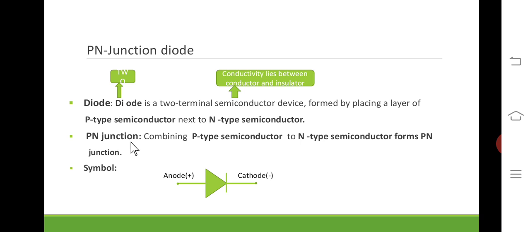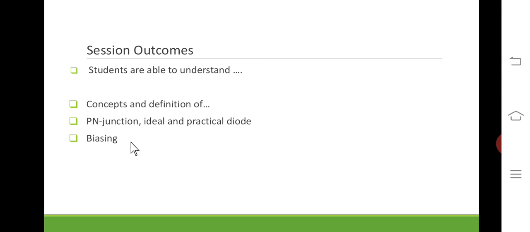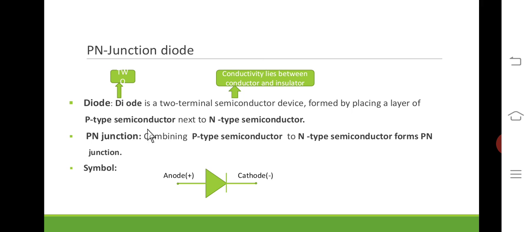Okay, so here first let us study what you mean by PN junction diode. What is the definition of PN junction diode? What do you mean by di? Di is nothing but two. So as its name indicates, PN junction diode is a two-terminal semiconductor device. How is this formed? This is formed by placing the P-type semiconductor next to N-type semiconductor.